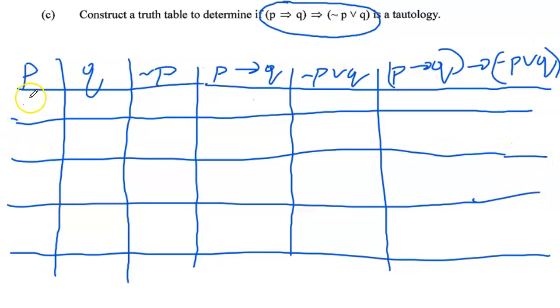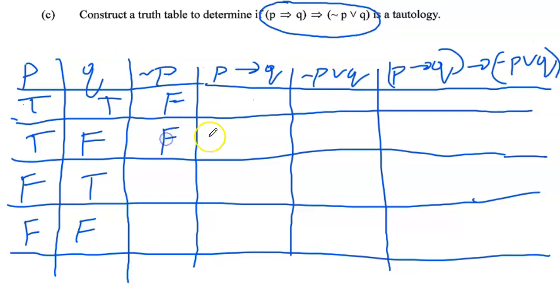Alright, so the possible truth values of P and Q: both can be true, the first true and the other false, or vice versa, or both statements could be false. Not P is the opposite of P. So P: true, true, false, false. So not P would be false, false, true, true. P implies Q. The thing about the conditional statement is the only time we get false is for true, false. So all the other combinations would be true.